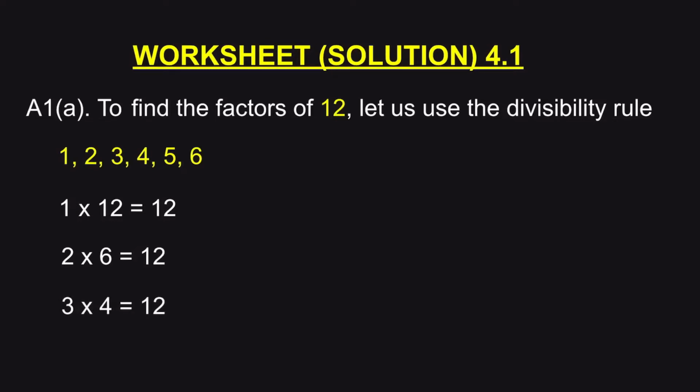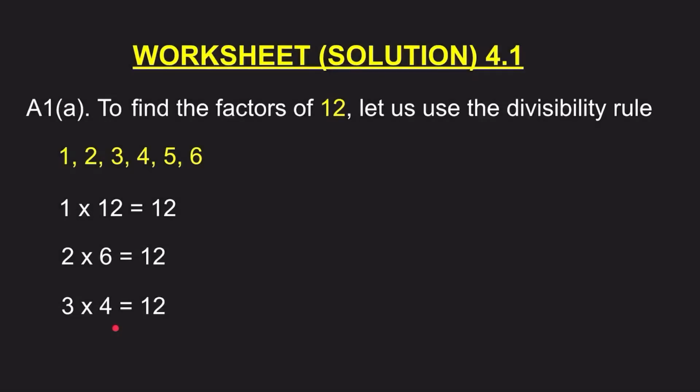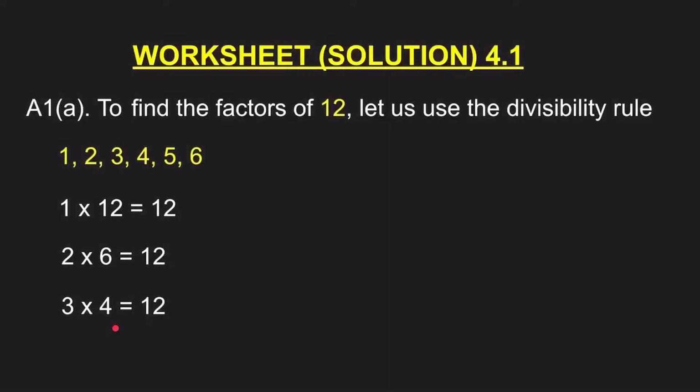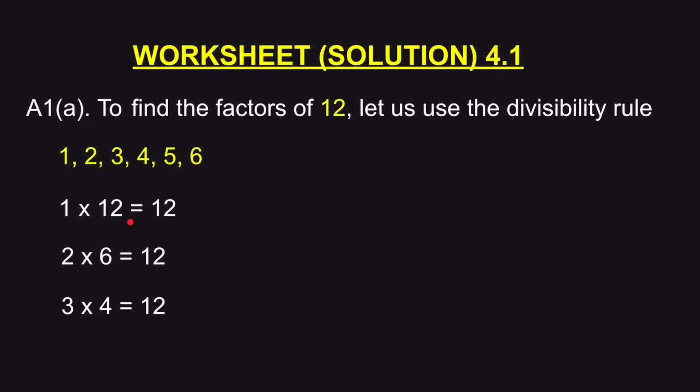Now we don't need to go any further. Why? Because after 3 into 4, next number we will get will be 4 into 3. And in this multiplication method, we stop at a stage where we encounter a number which has already appeared in the multiplication. Like here, after 3, we will check for 4, and 4 is already there in the multiplication. These are all the factors of 12.